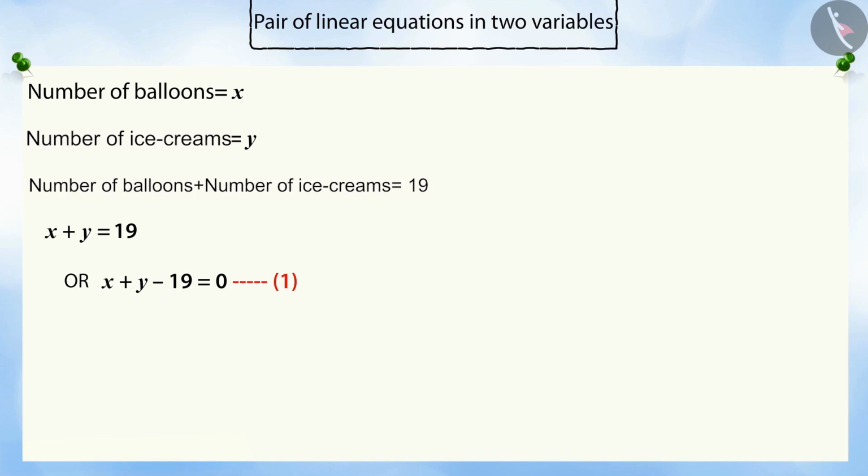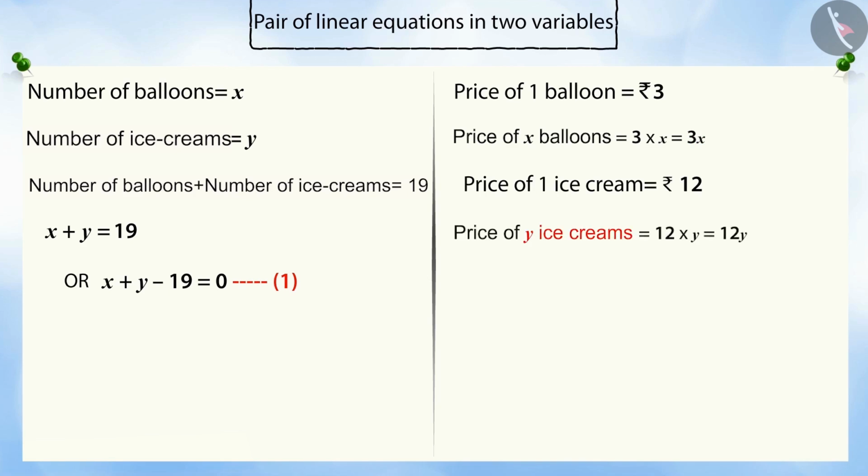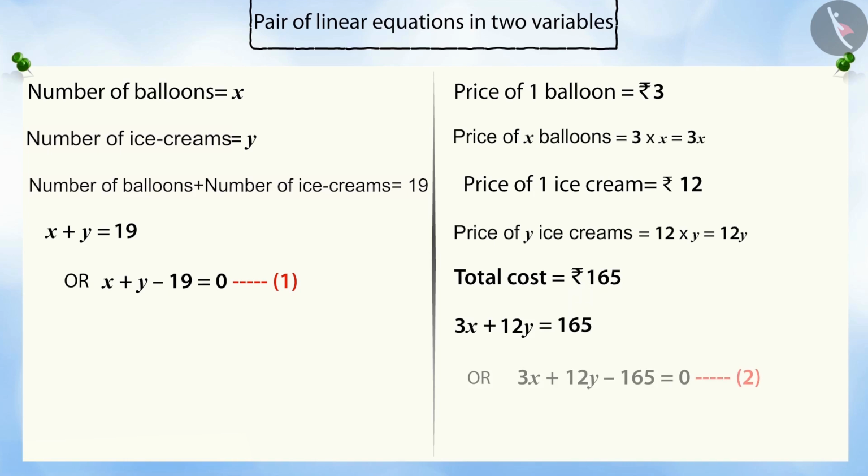Now let's see, if Rahul has spent 3 rupees on a balloon, then x balloons will cost 3 times x, that is 3x rupees. And similarly, if Rahul has spent 12 rupees on an ice cream, then y ice creams will cost 12 times y, that is 12y rupees. And the total spent on these two is 165 rupees, that is 3x plus 12y equals 165.